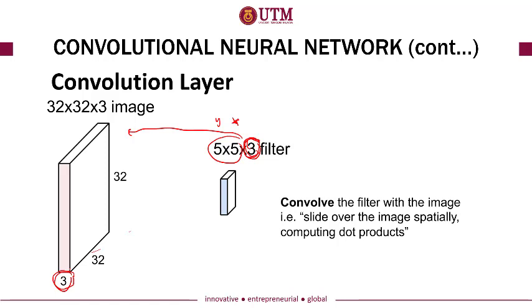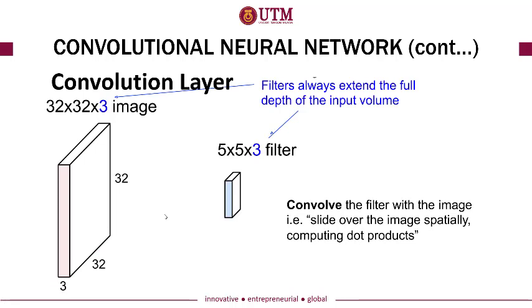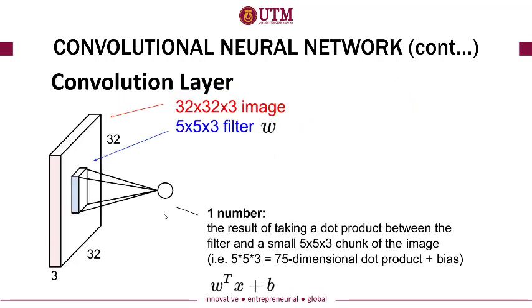So if you do convolution with this 5 times 5 filter, I just say 5 times 5 and ignore the 3, because the depth is always the same as the input. If you have a 5 times 5 filter, you convolve it with the 32 times 32 image. That is the explanation there: the filter always extends the full depth of the input volume. Again, this is what we do during the convolution. We slide the filter over the entire image, and then you get the points there.